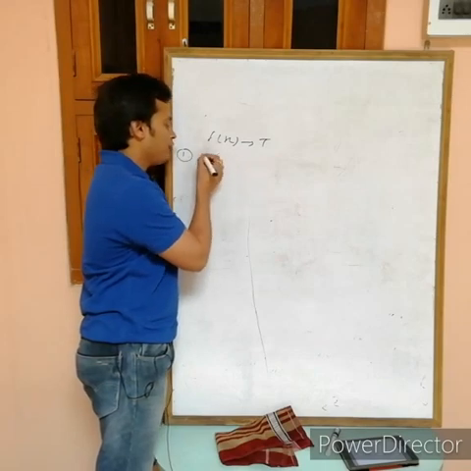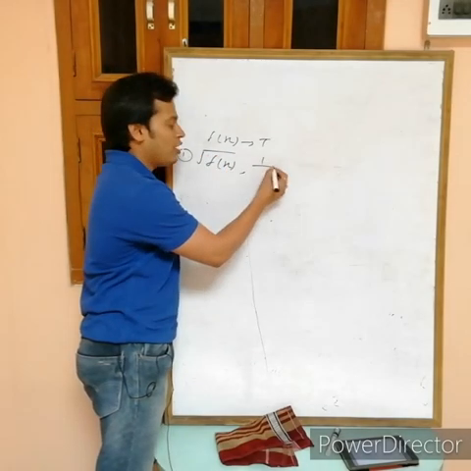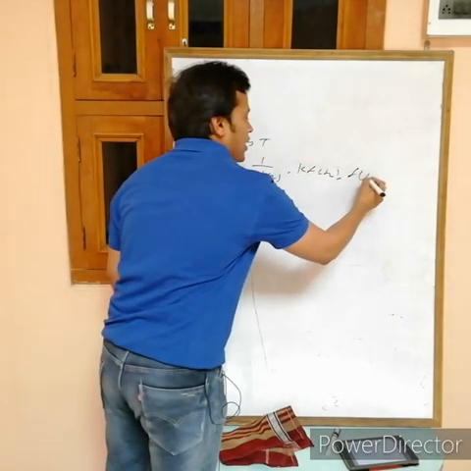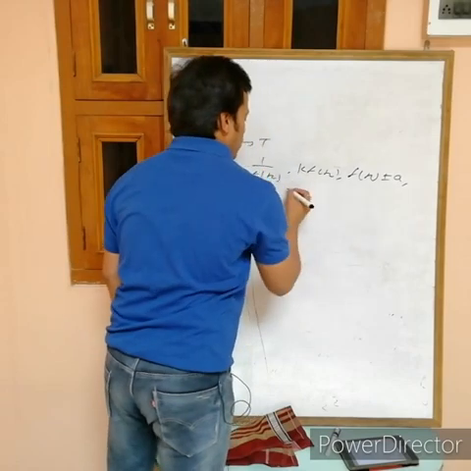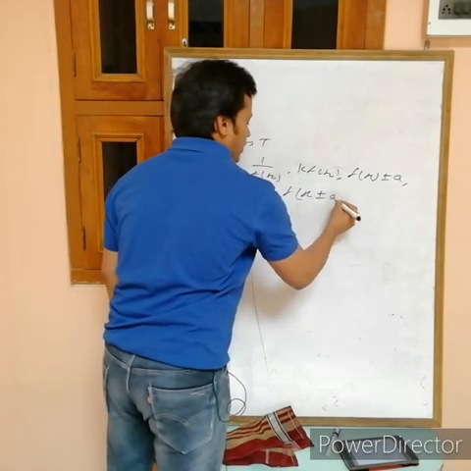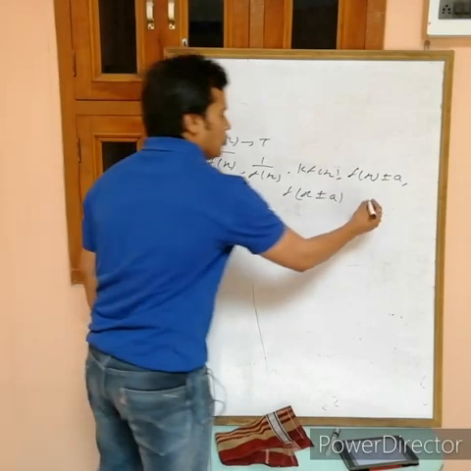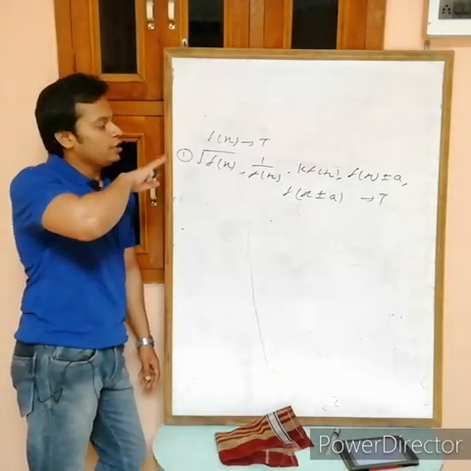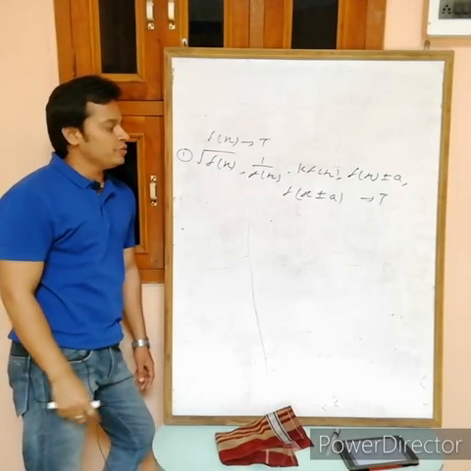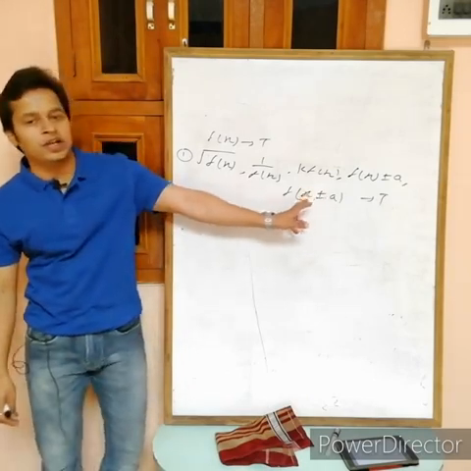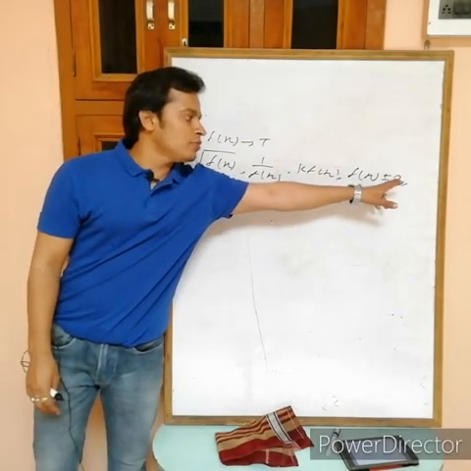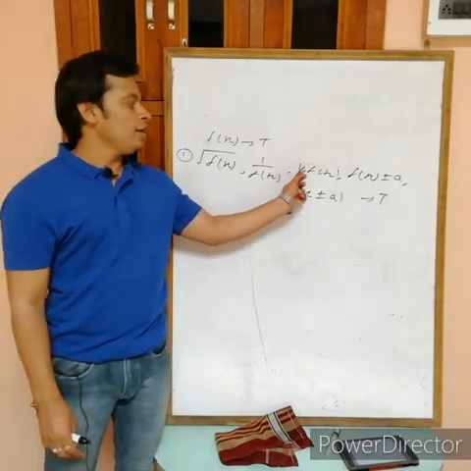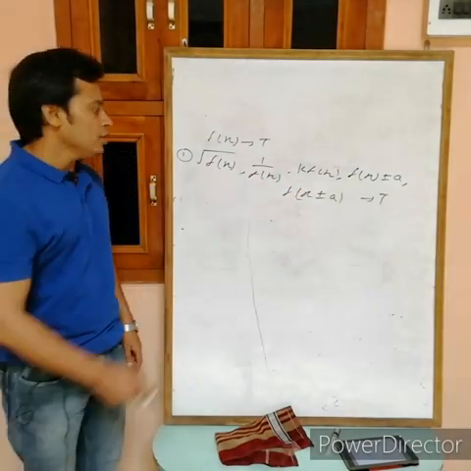then the period of root f(x), 1 by f(x), k into f(x), f(x) plus minus a, or f(x) plus minus a. These all functions also have period T. So if the period of f(x) equals T, then the period of all these functions is also equal to T. It means add or subtract any constant in x, period remains the same. Add or subtract any constant in f(x), it means the value, period remains the same. Multiply any constant with f(x), also the period remains the same.